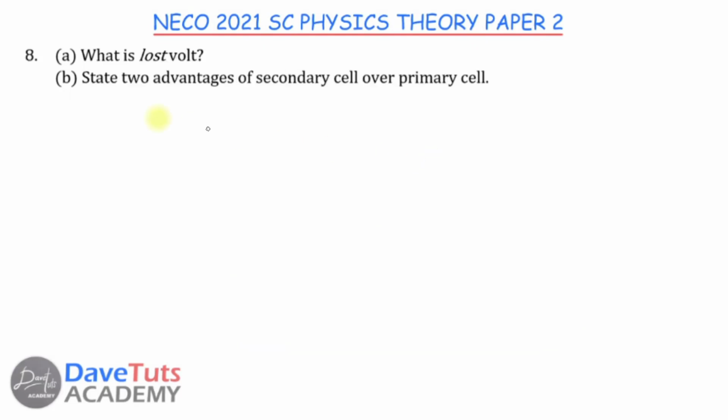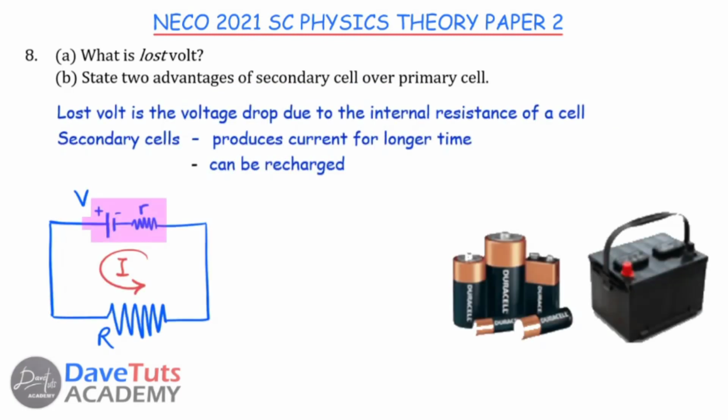All right. Here we are looking at a question in electricity. We are being asked what is lost volts and to state two advantages of secondary cell over primary cell. In the first case, looking at lost volts, it is the voltage drop due to the internal resistance of a cell. So here you can see we have this particular cell that is supposed to be producing the voltage V in this particular circuit, but that cell itself is having an internal resistance R.